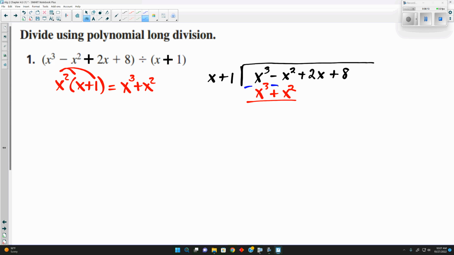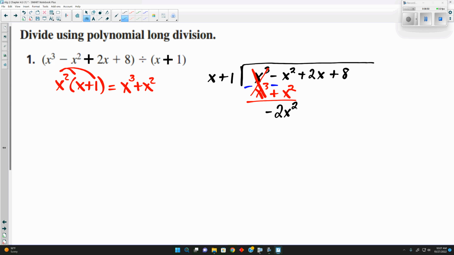So the first thing we have is x to the third minus x to the third, which is 0. That's what we want. We want these first terms to cancel out. Now we look at the next part. Negative x squared minus x squared would be negative 2x squared, because we have negative 1 minus 1. Negative 1 minus 1 is negative 2. Questions on this so far? Not too bad so far.